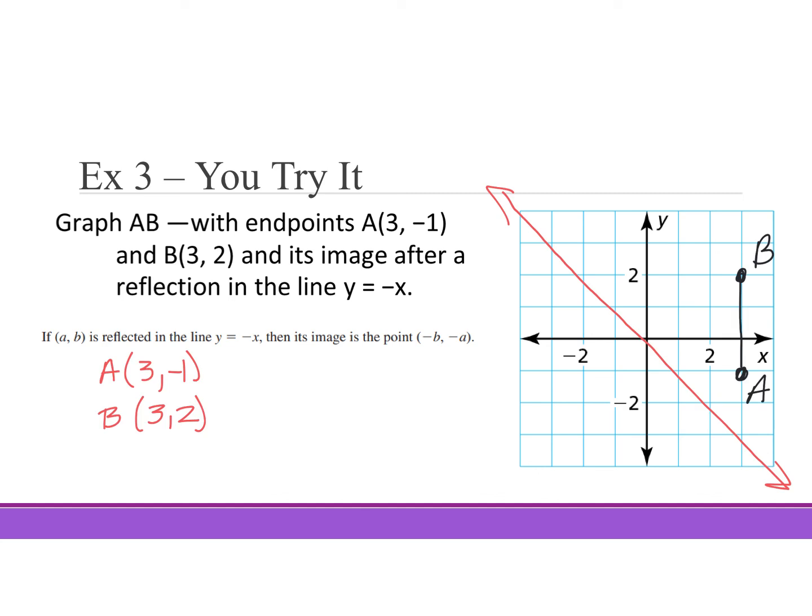So here I've plotted the line segment AB. I have my line of reflection, and I've rewritten my coordinate points. So now A prime, because I'm going over the line y equals -x, I'm going to flip-flop my 3 and -1, and then I'm also going to change their sign. So this is going to become a positive 1 and a negative 3, and B prime is going to become a negative 2 and a negative 3.